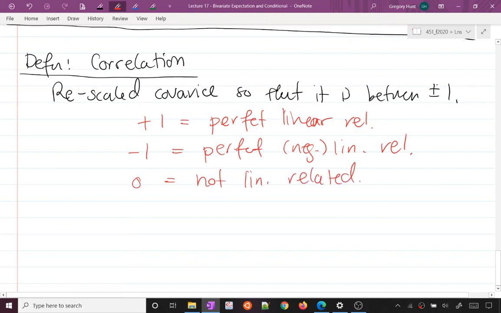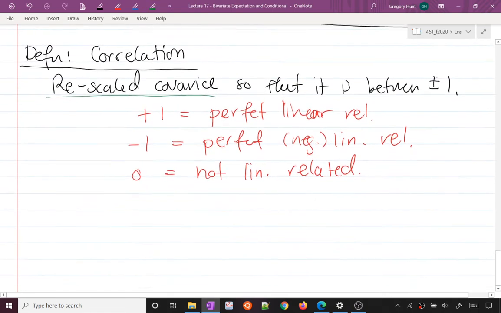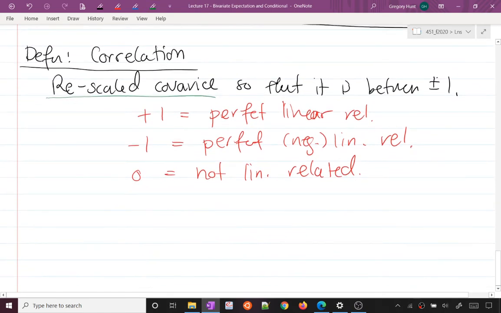And that is for any pair of random variables. So you can compare the correlation between two different sets of random variables. It's always true that +1 means they're perfectly linearly related, -1 means they're perfectly negatively linearly related, and 0 means they're not linearly related. And correlation is just going to be a rescaling of the covariance so that it has to be between -1 and 1 in magnitude.